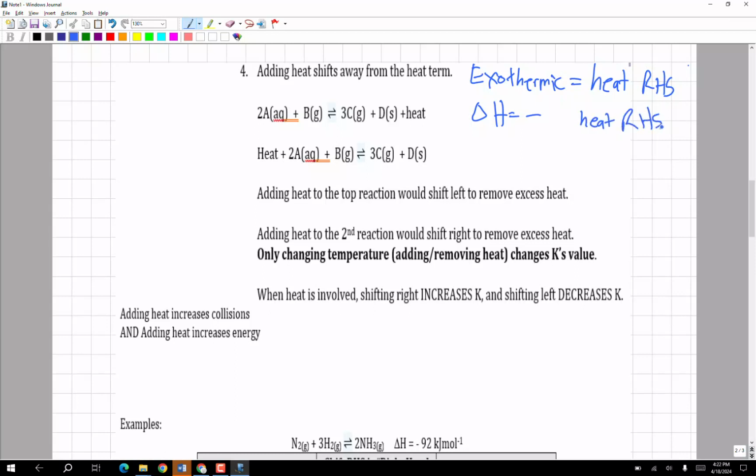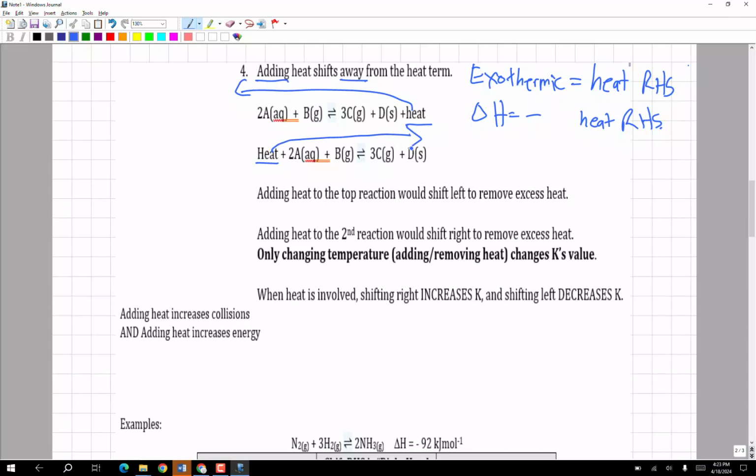Okay, and the flip is true. Endothermic would be heat on the left-hand side. Positive delta H would be heat on the left-hand side. So adding shifts away, add away. Adding heat to the top one, if I add heat, it shifts away. That's going to be the left-hand side. Adding heat to the second one, it's going to shift away. That's going to shift to the right-hand side.